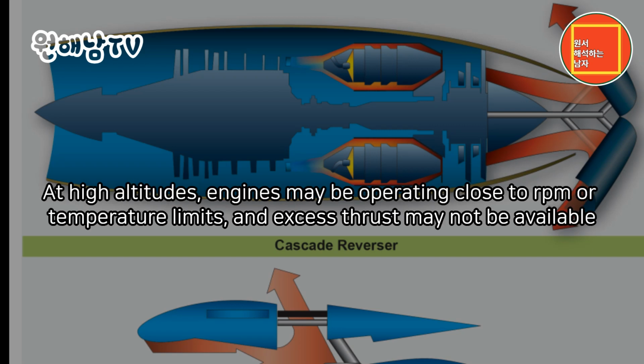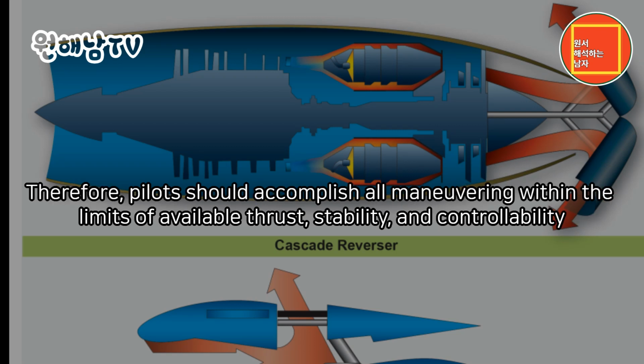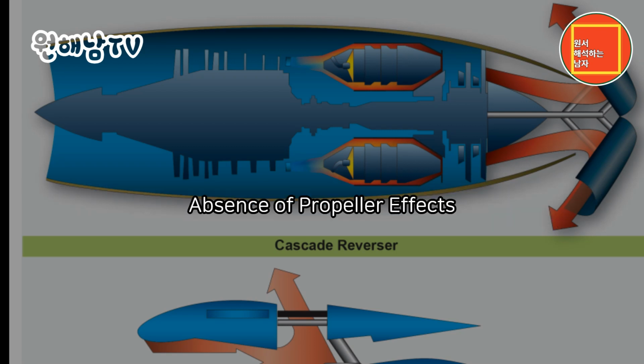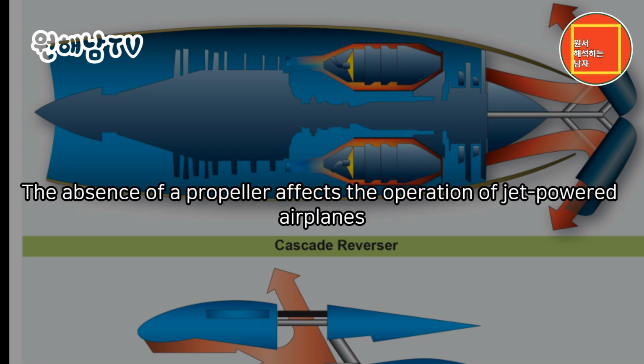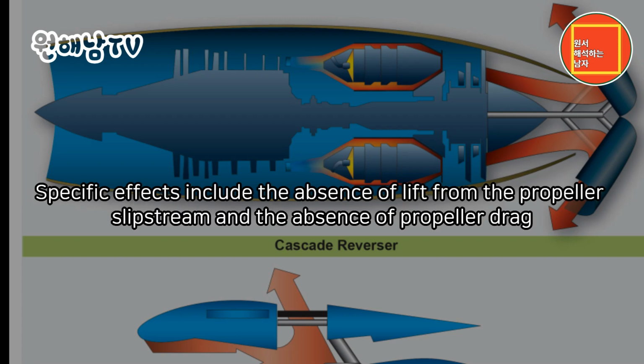At high altitudes, engines may be operating close to RPM or temperature limits, and excess thrust may not be available. Therefore, pilots should accomplish all maneuvering within the limits of available thrust, stability, and controllability. Absence of propeller effects. The absence of a propeller affects the operation of jet-powered airplanes. Specific effects include the absence of lift from the propeller slipstream and the absence of propeller drag.